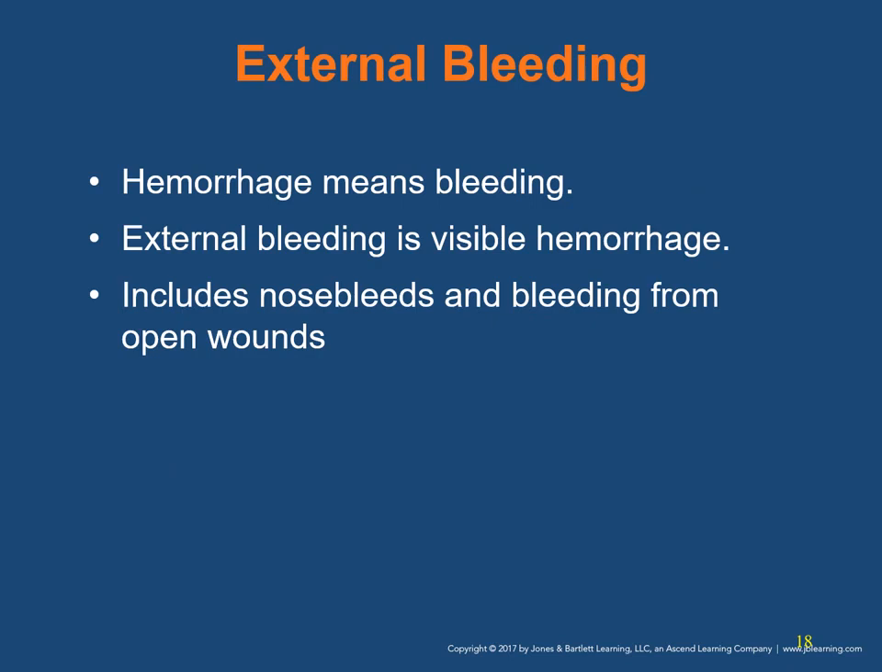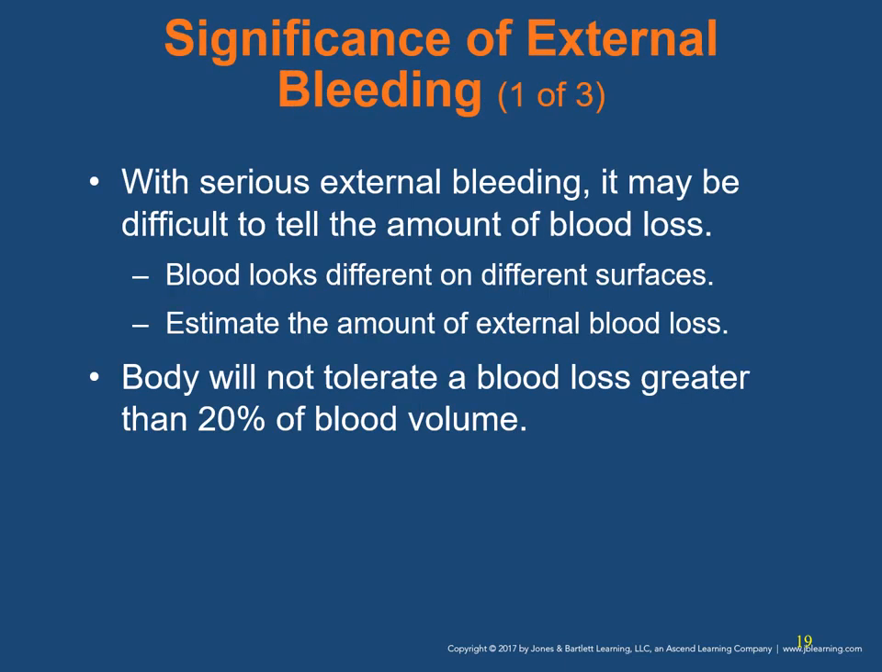External bleeding. Hemorrhage means bleeding. External bleeding is visible hemorrhage. Examples: nosebleed and bleeding from open wounds. The significance of external bleeding.